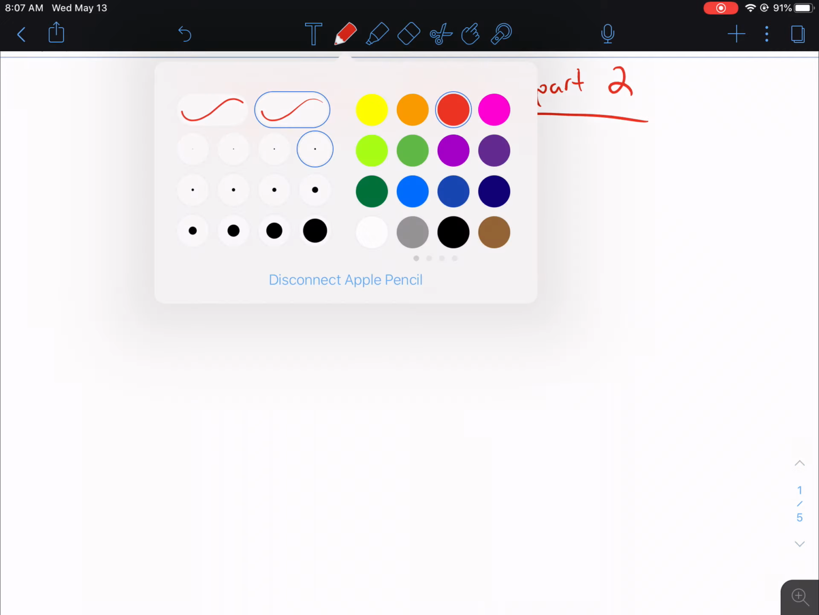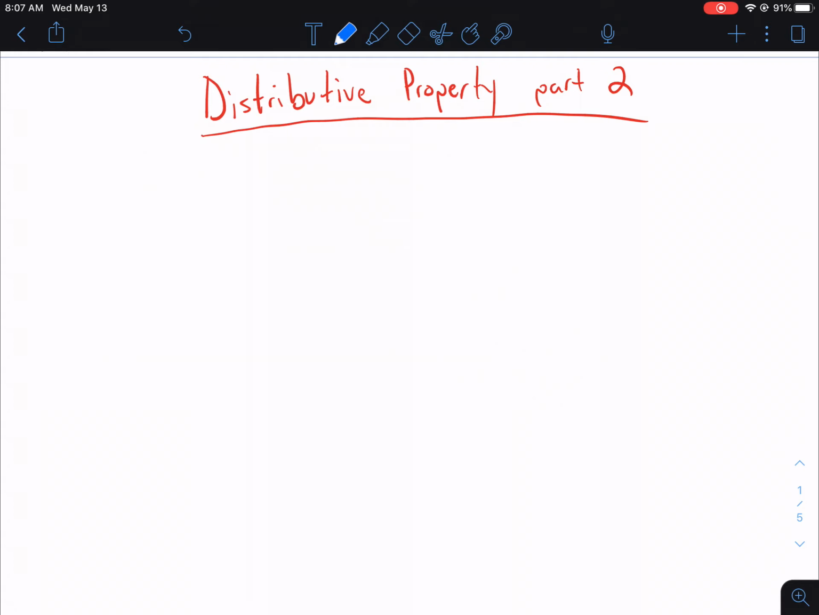Hello, everybody. Today we're going to be talking about the distributive property part 2. La propiedad distributiva parte 2. Now remember, last week we talked about how we do the distributive property.